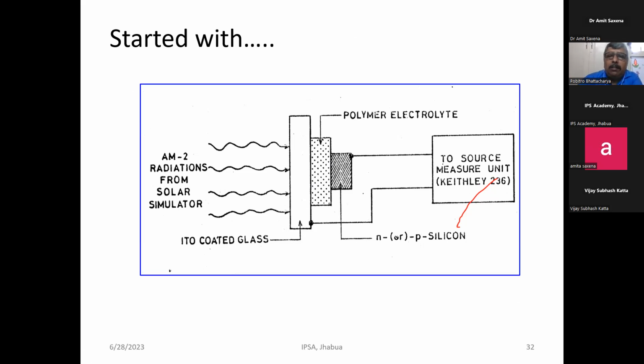And on top of that, we used to place crystalline silicon, P-type and N-type, both I have tried, and then took a connection from the top of the ITO coated electrode and the back side of the silicon. So the back contact part remains important, and this interface, the polymer electrolyte silicon interface, worked very similar to that of a PN type of junction.